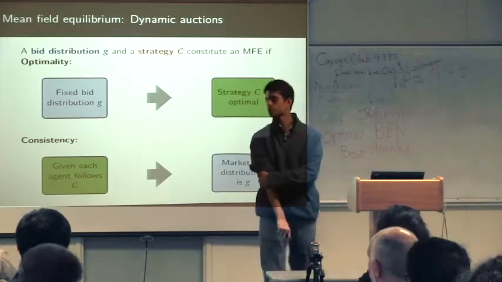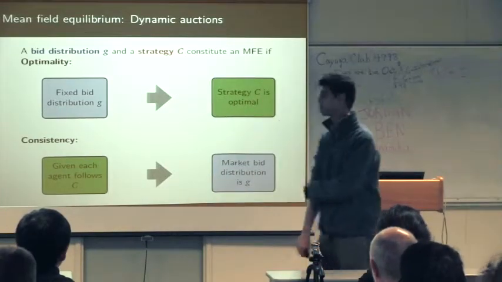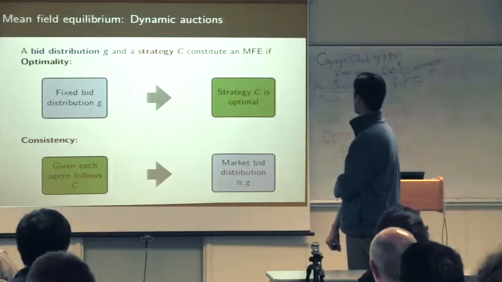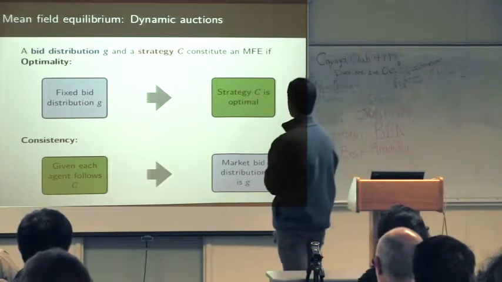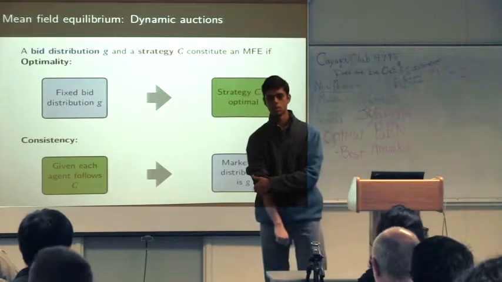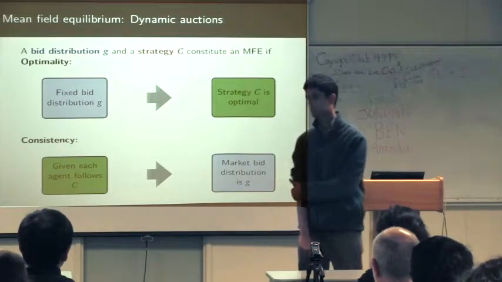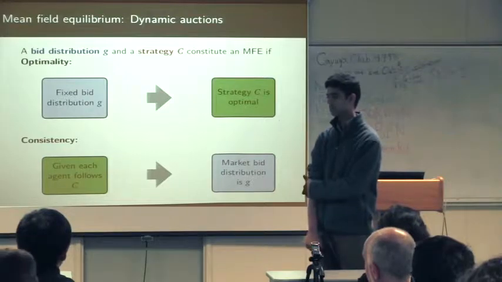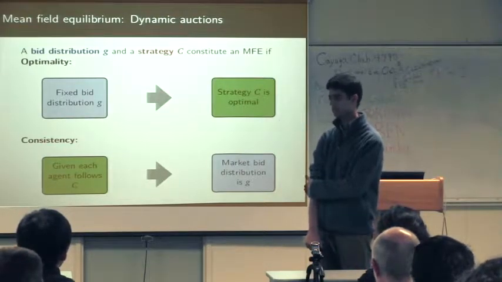Are you going to define what you mean by strategy in this context? In this context, strategy is basically, given your beliefs, what is the bid you would make? Okay, so it maps two natural numbers, M and N, to a bid. Yes, that's right.